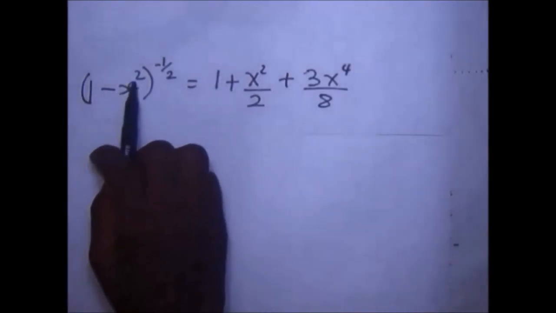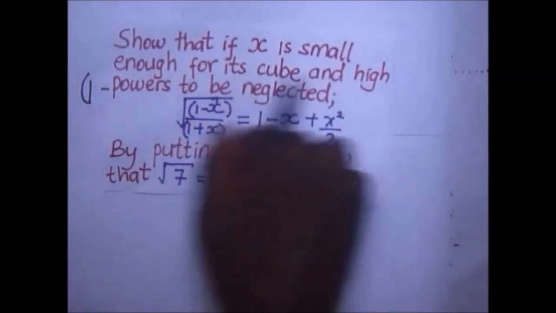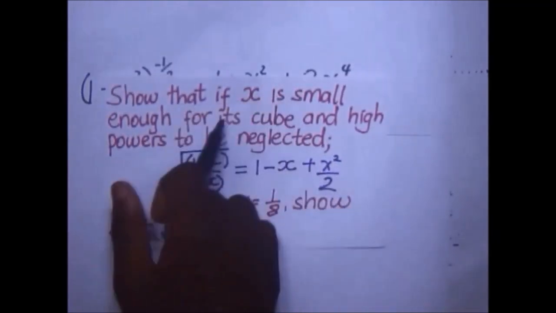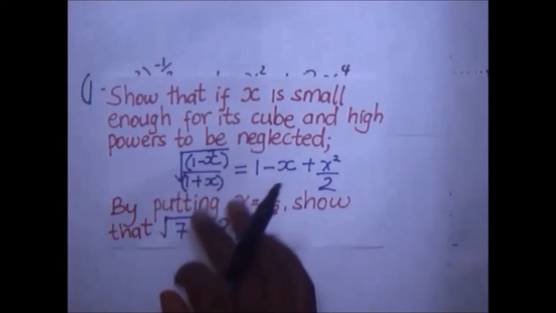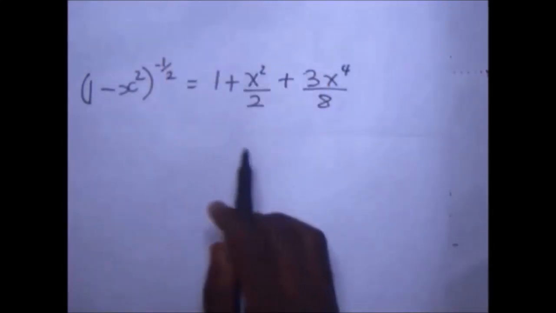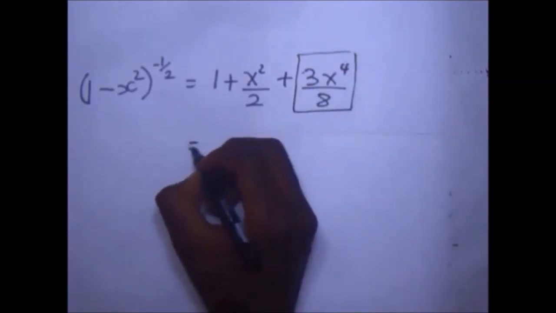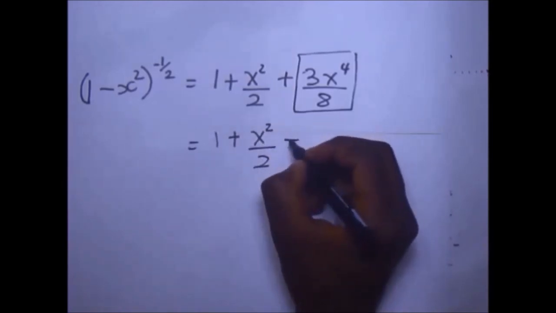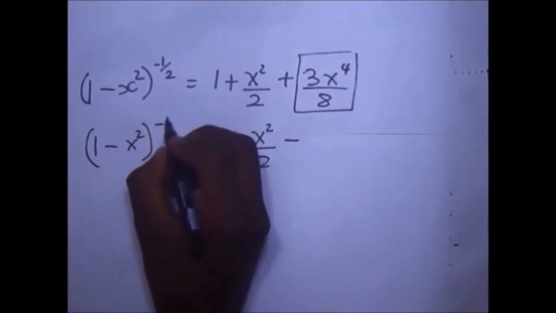So the expansion for 1 minus x squared to the power negative a half is giving us this. But from our question, they are telling us that its cube and higher powers are going to be neglected because x is small enough. We're supposed to show that if x is small enough for its cube and higher powers to be neglected, then this is equal to it. Since x is small enough and its cube and higher powers are going to be neglected, we shall neglect this x to the power 4 term. So if we neglect that term, it means that 1 minus x squared to the power negative a half is going to become 1 plus x squared over 2.